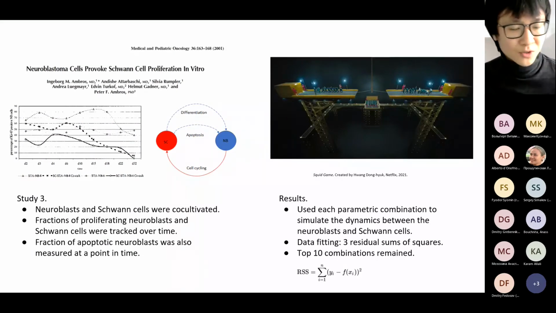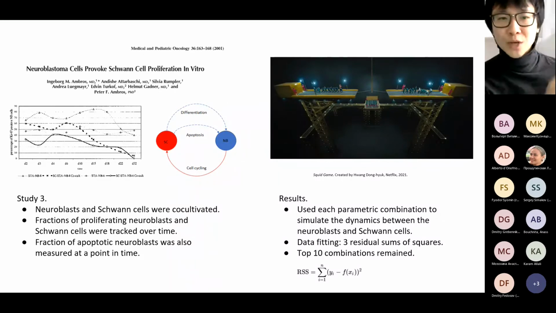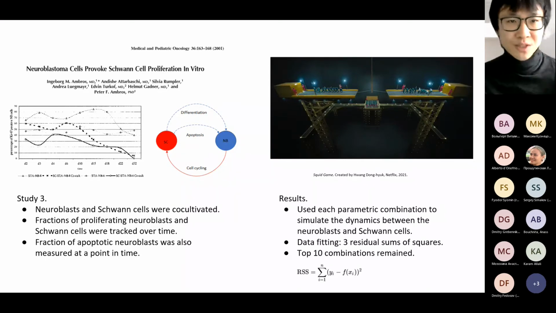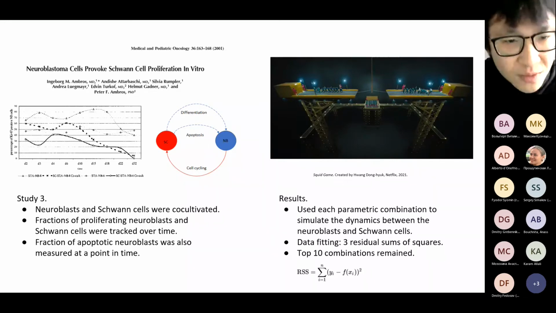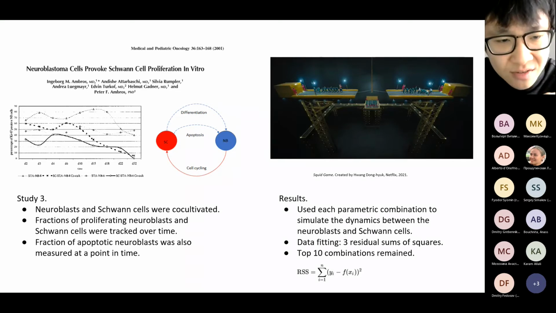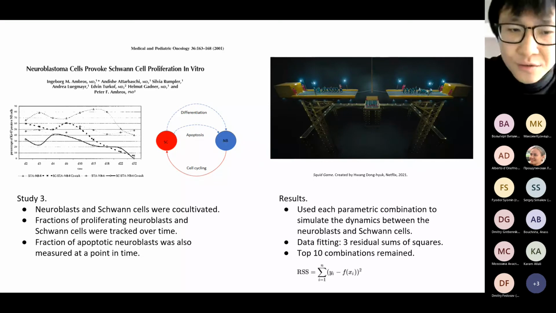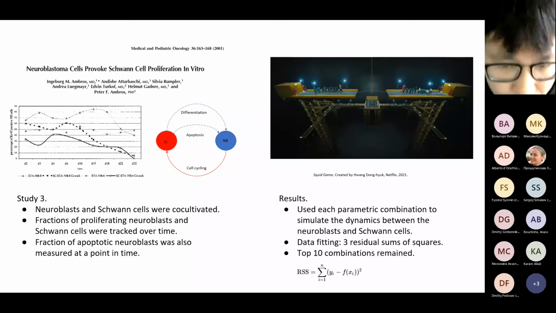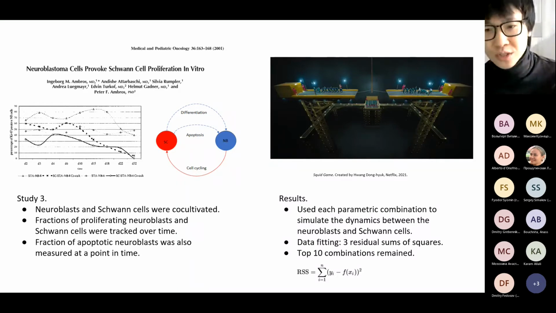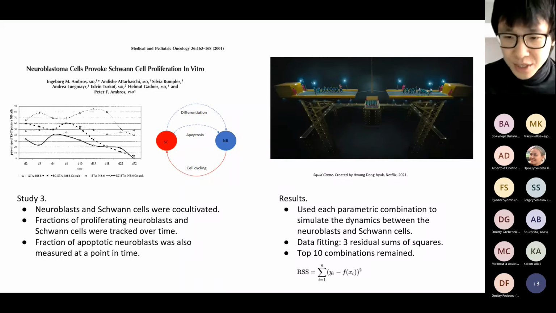And this time, I look at something more specific. So as you can see, I went from a very general case about growth kinetics and hypoxia to a more specific case about how neuroblastoma cells and Schwann cells influence each other. And that's because when fewer candidates are left, they are the best ones, so we need to be more discriminatory. In that experimental study, neuroblastic and Schwann cells were co-cultivated, and the fractions of proliferating neuroblasts and Schwann cells were tracked over time, as well as the fraction of apoptotic neuroblasts. I used each of the remaining 50 parametric combinations to simulate the crosstalk between the 2 cell populations. I fitted the results to what I show you on the left, and I picked the top 10 combinations.